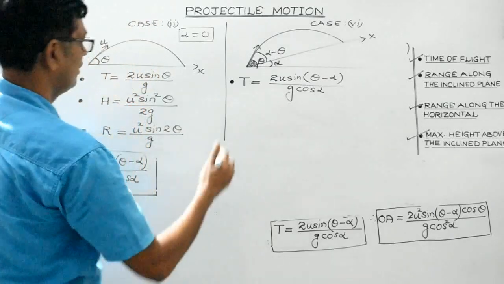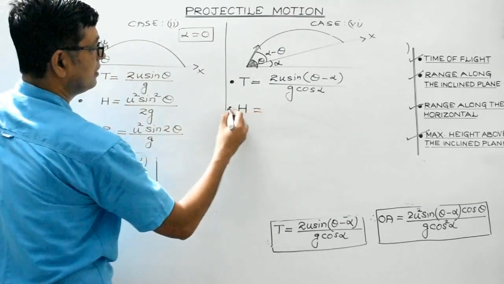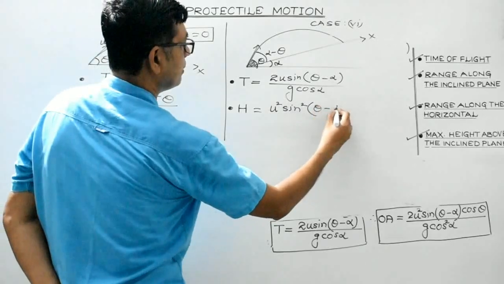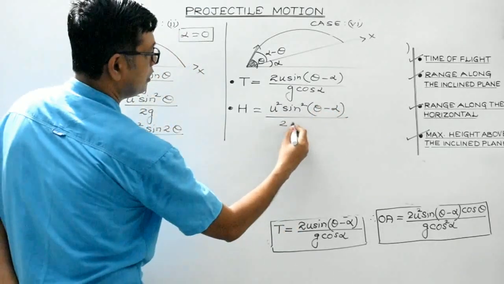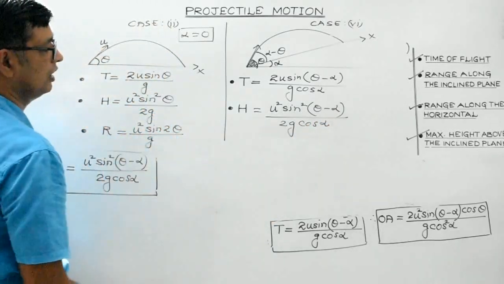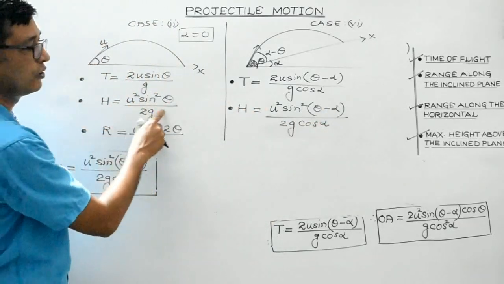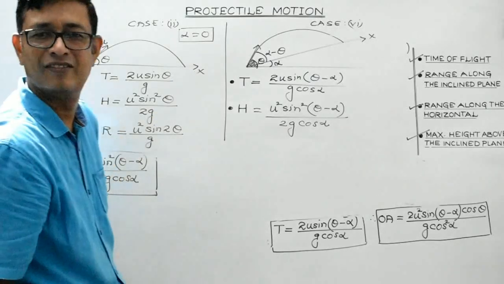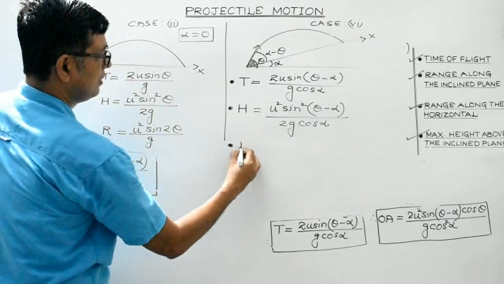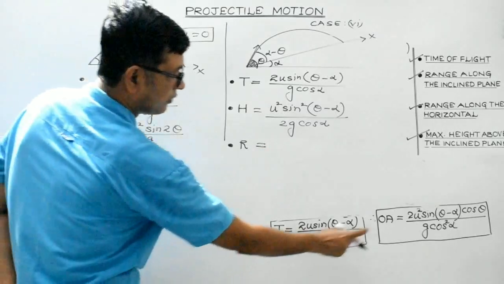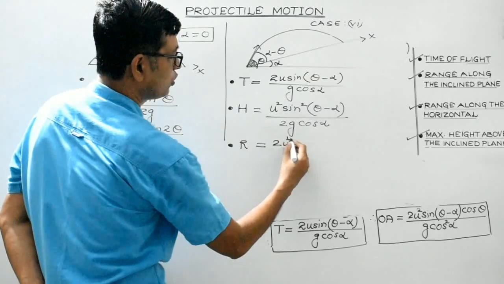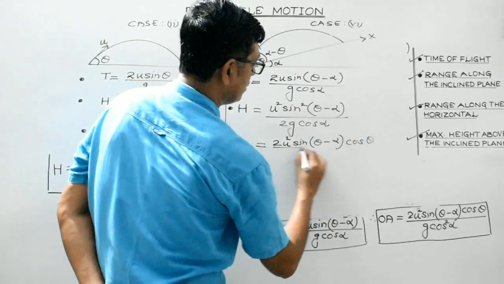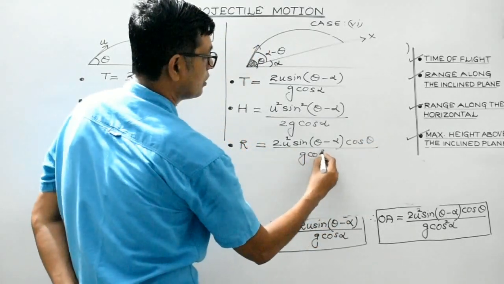It's so very simple. Okay, second, maximum height attained in this case. What we have derived is u square sine square theta minus alpha divided by 2g cos alpha. Again, put alpha as 0 and we should get this expression. Over here, cos 0 is 1, alpha is 0, so we get u square sine square theta divided by 2g. Simple. Third, the range. Here we have got the range on the inclined plane, that is 2u square sine theta minus alpha cos theta divided by g cos square alpha.